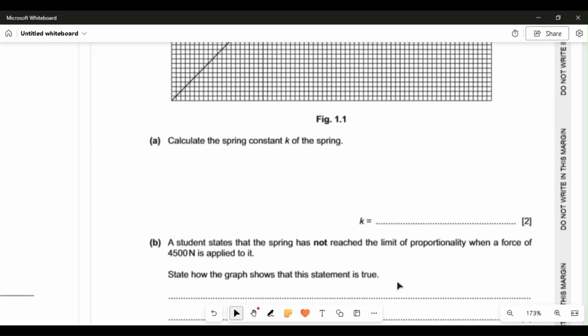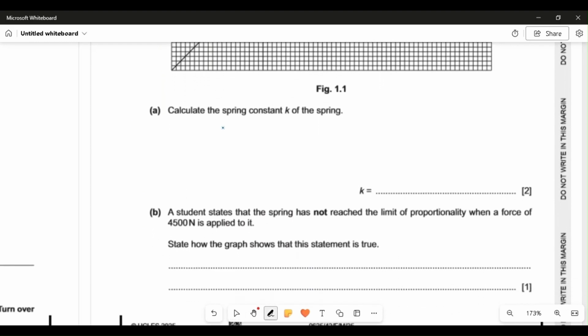First thing first, as I told you from Hooke's law, spring constant K is always equal to load over extension, F over E. So F over E in this graph, force is on the y-axis and E on the x-axis. That can also be said that it is calculated from the graph by finding the gradient of the graph.